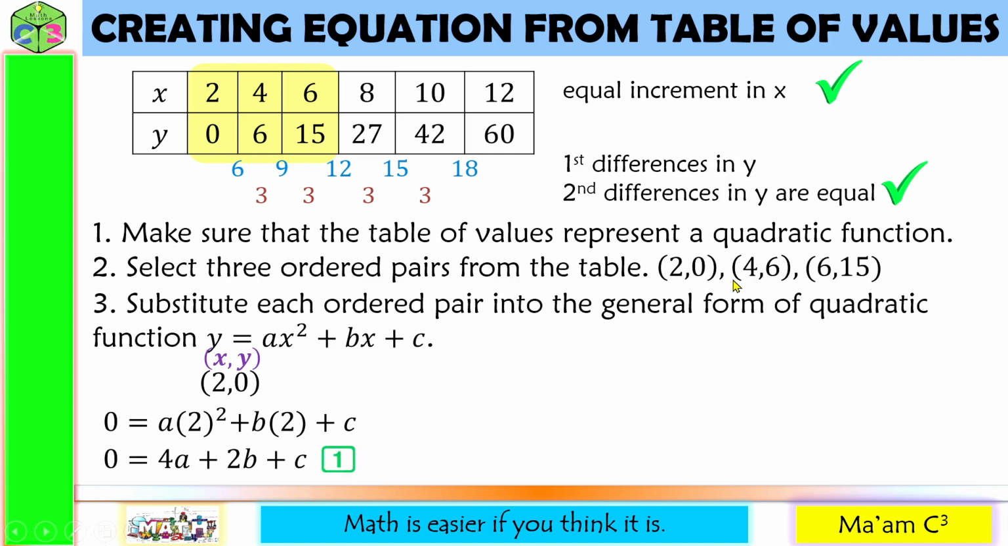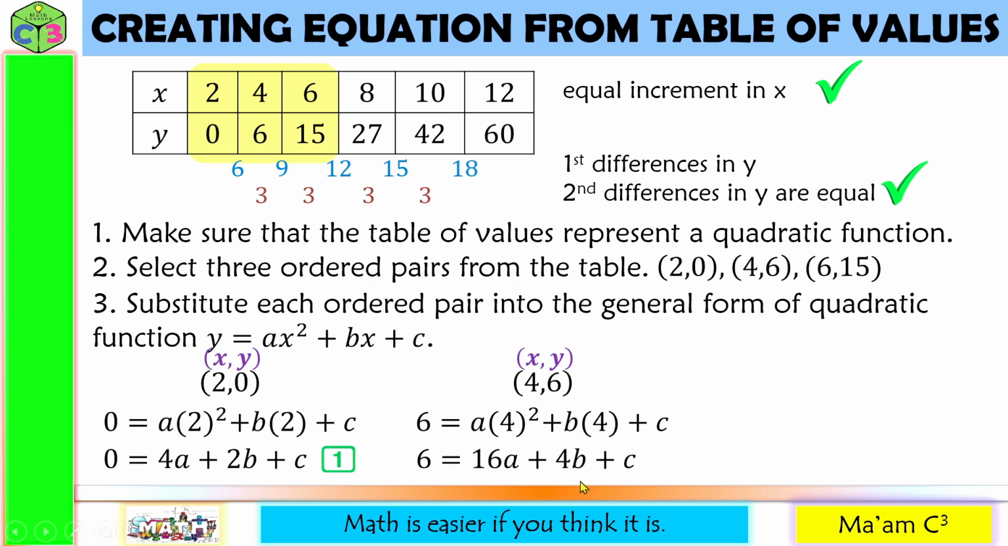Now let us have the next ordered pair. So again, the first one is x, the second one is y. We are going to substitute 6 for y and 4 for the x's. 4 squared is 16, and 16 times a is 16a. We simply copy 6, and then 4 times b is 4b, copy plus c. Let us label this as equation 2.